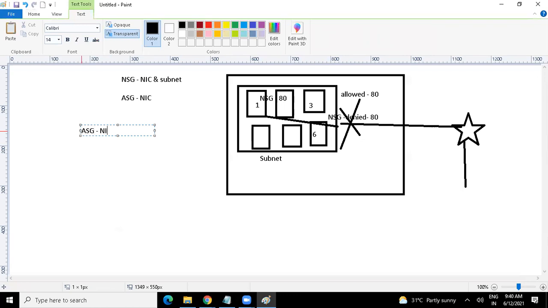Then we can create the ASG. Now with the ASG, we will associate the NIC card of 1, 3, and 6. And then we will create a rule for the ASG: traffic is coming from internet, coming from any port, going to the ASG. And we have already associated the ASG with 1, 3, and 6. Going on port 80, allow the traffic. So that's how we can do it. So ASG is used for logically grouping machines.